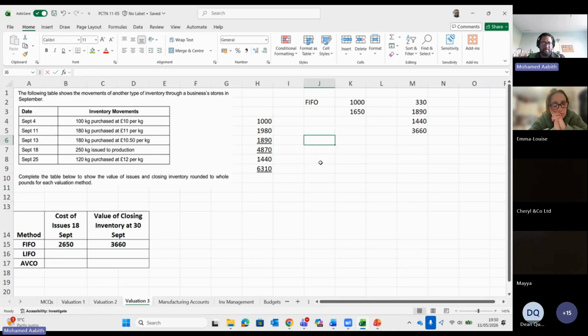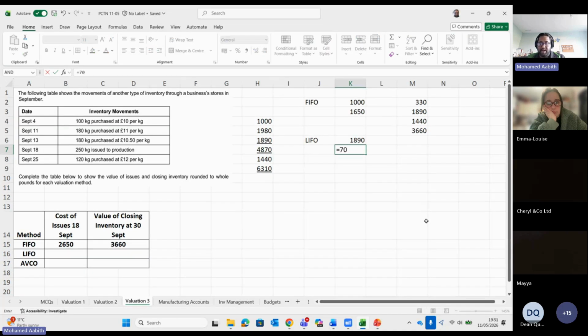Now let's look at the LIFO method. If I'm going to look at the LIFO method, we take the stock from the 180 kilograms on the 13th of September first, because that is the only one available there. You don't have the 25th of September available to you yet, have you? So let's take 180 kilograms at £10.50. And then I also need a further 70 kilograms, 70 kilograms times the £11 a kilo.